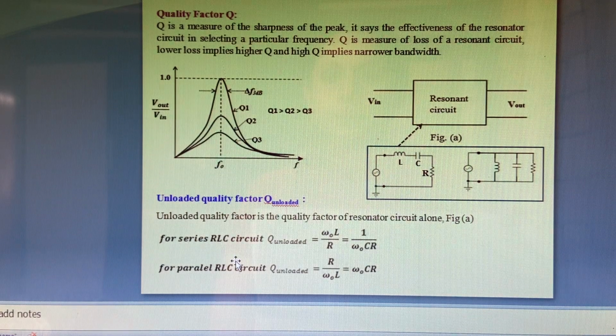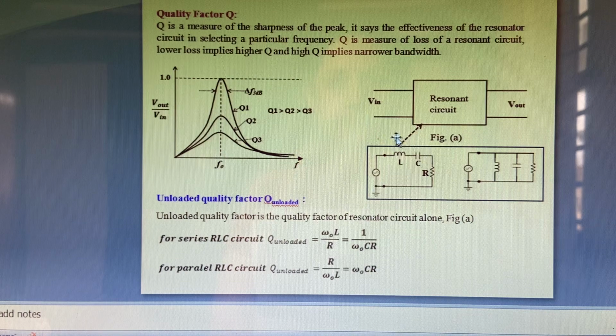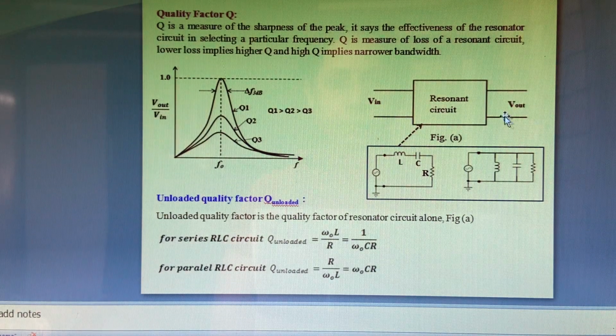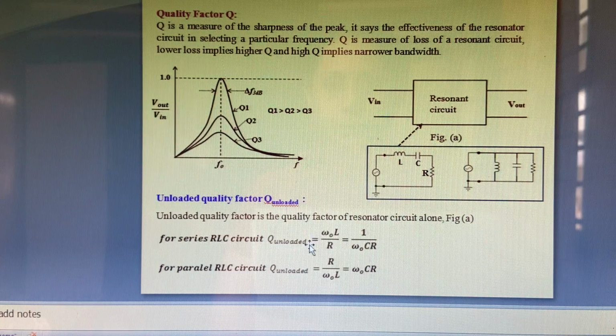So for a resonator, there are two types of quality factors: unloaded Q and loaded quality factor. Here the unloaded quality factor is calculated using this equation. Unloaded quality factor means the resonator circuit is not connected to the load resistance, and the source resistance may be equal to 0. In such a case, the resonator quality factor is defined by this equation, called the unloaded quality factor, that is omega naught L divided by R.